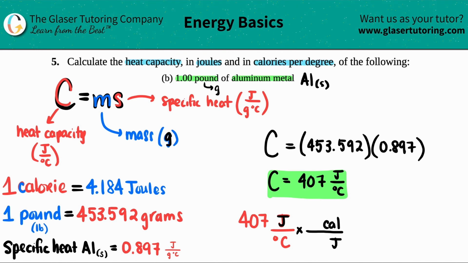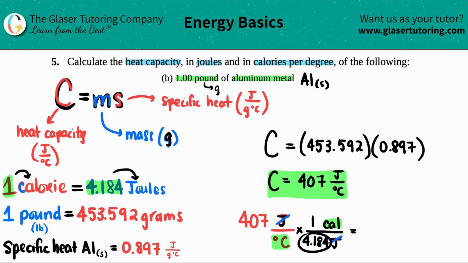Use the numbers that are in the conversion. There's 1 calorie for every 4.184 joules. The joules cancel out. I now have calorie over degrees Celsius. Those units don't cancel, so that's what I want. And now I just do the math.